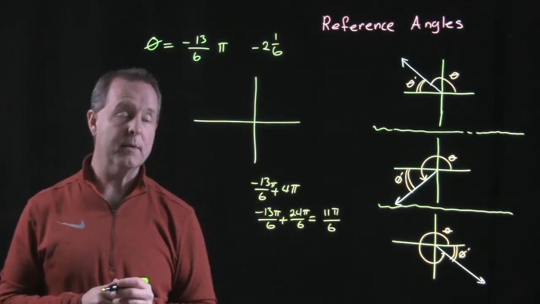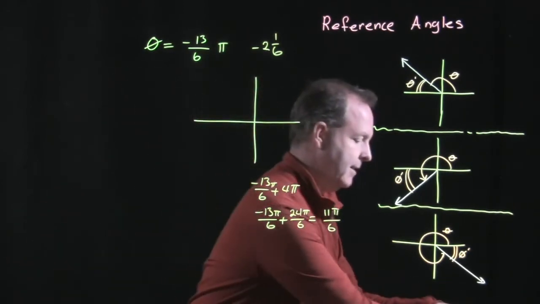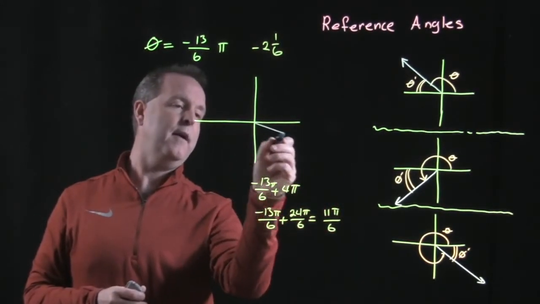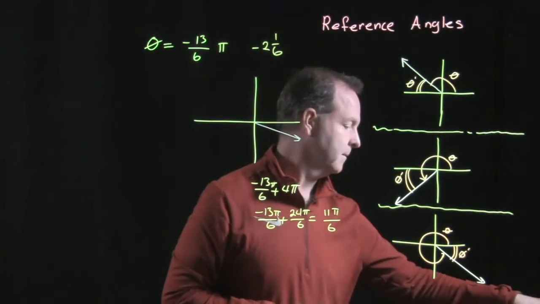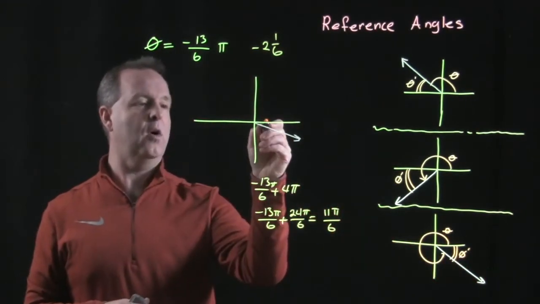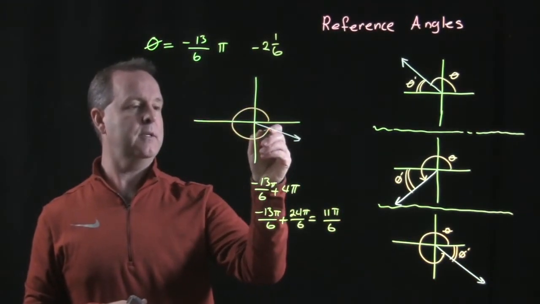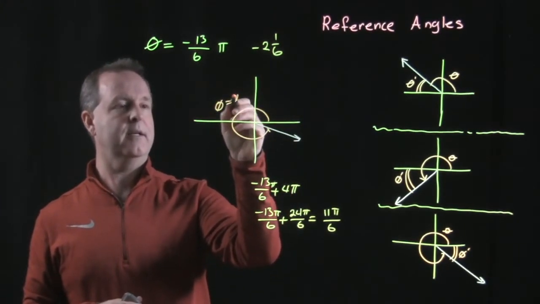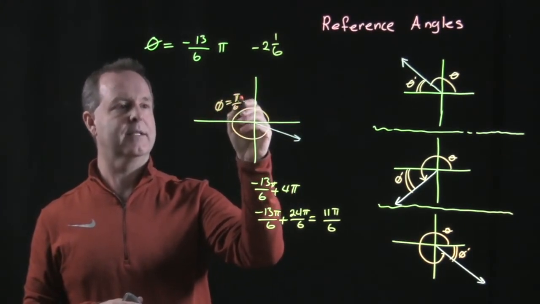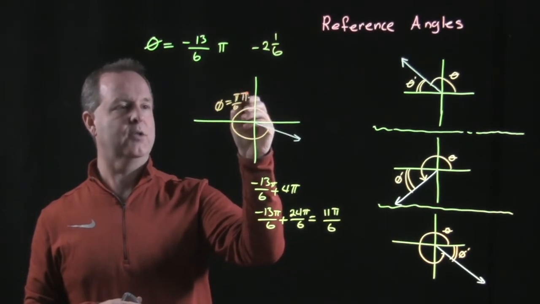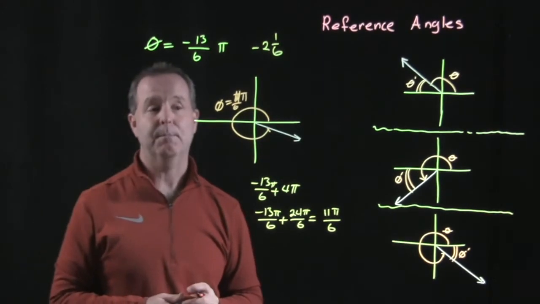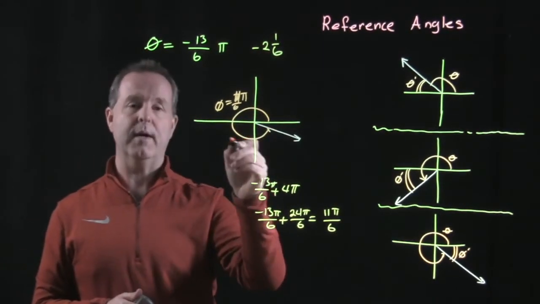So my coterminal angle then is 11/6 pi, which puts me right about there. And 11/6 is the angle all the way around from standard position. So that is my theta, which equals 11/6 pi. Let's try to make that 11 as best as we can. So 11/6 pi is my measurement all the way around.